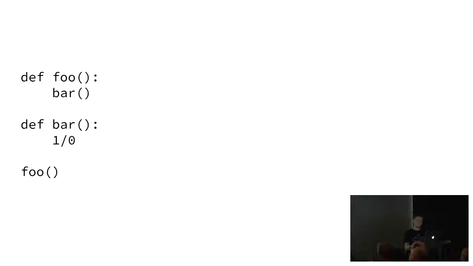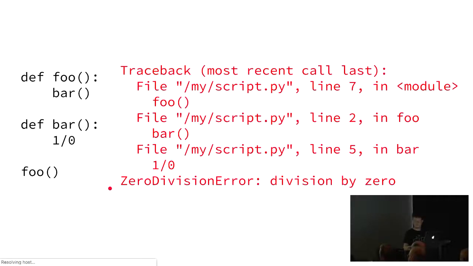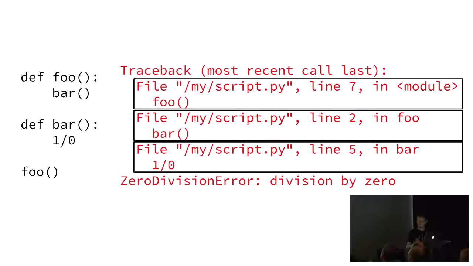So consider this simple script. At the bottom, we call foo, which calls bar, which raises an exception. And that gives us a traceback. This tells us the state of the program when the exception happened. And that state, at all times, is stored in the stack, which consists of frames. Each of these sections here corresponds to one stack frame. A frame is a temporary structure which holds the current state of one execution of a code object, which typically means a function call.